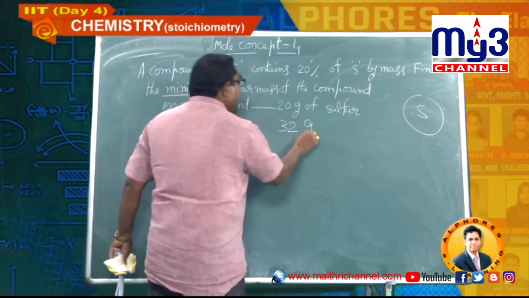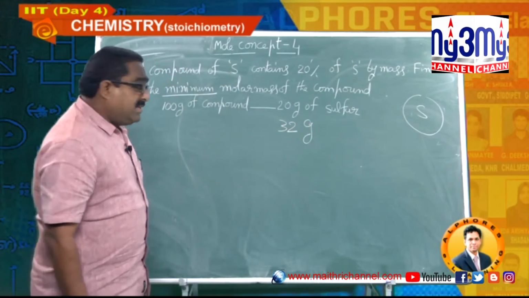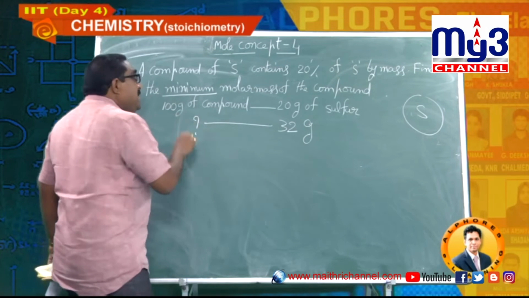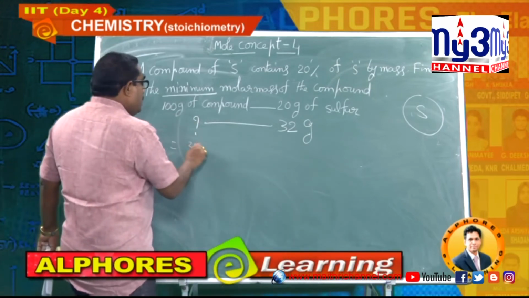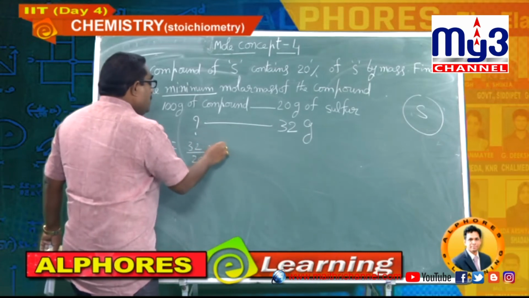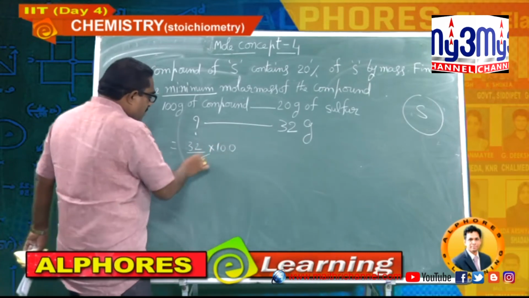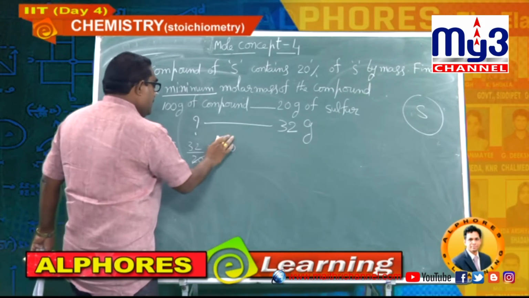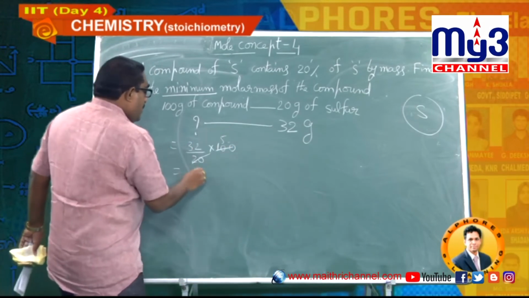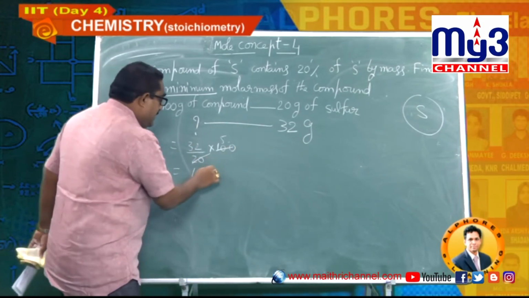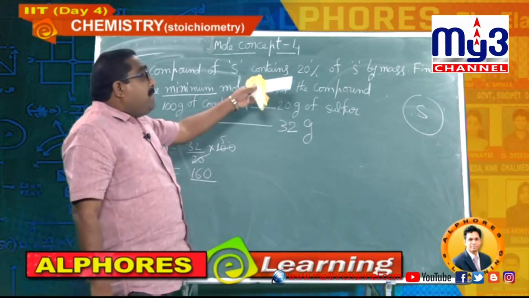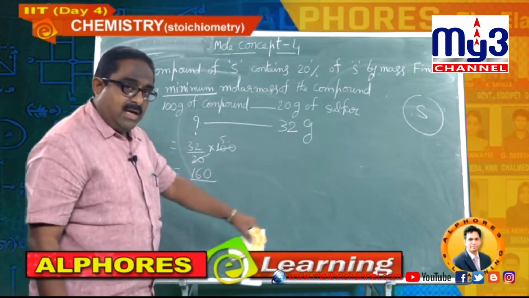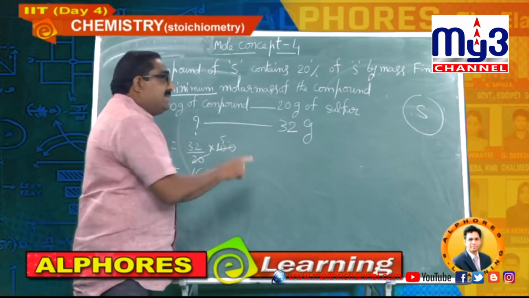So if 32 grams of sulfur is there, then you will get minimum molar mass, that is 32 by 20 into 100, 5 2s are 10, 5 3s are 15, 5 2s are 10, 160. That is the minimum molar mass of the given compound is 160.